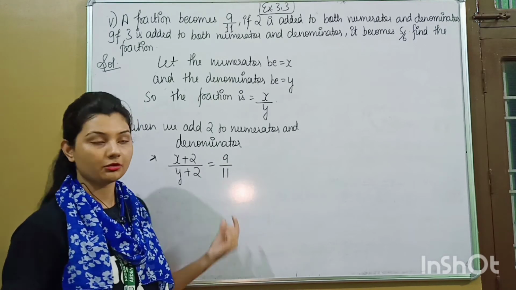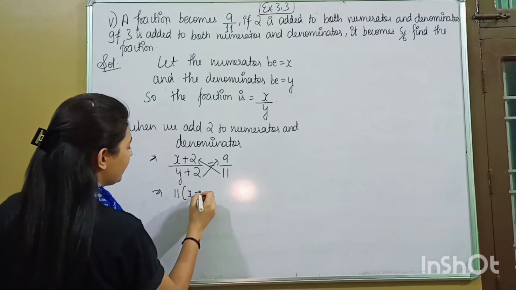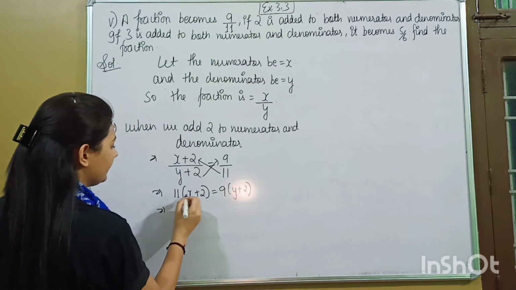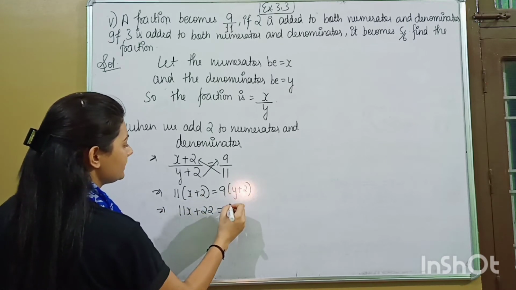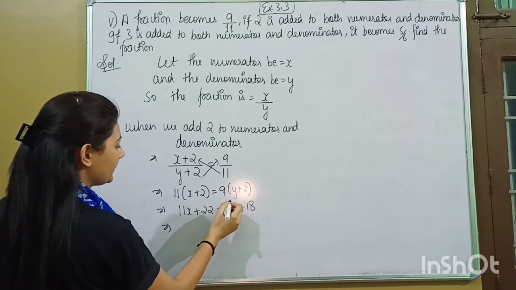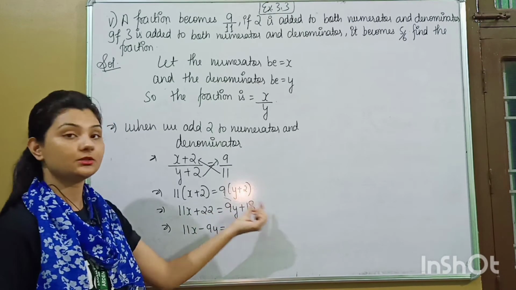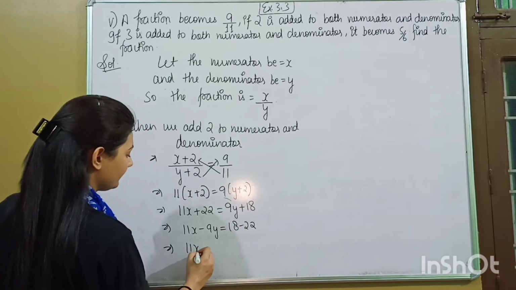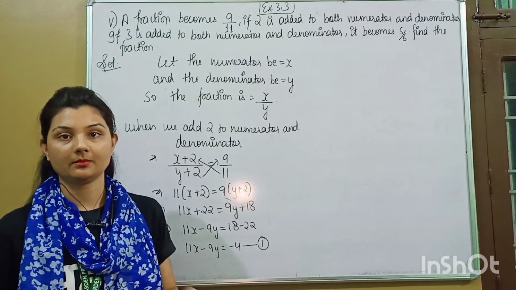Now we have to make the equation also. So we will do cross multiplication here. This 11 will be multiplied by x plus 2 and this 9 will be multiplied by y plus 2. So 11 into x is 11x plus 11 into 2 is 22 is equal to 9 into y is 9y plus 9 into 2 is 18. So we will bring this 9y to LHS, it will become minus 9y, and we will take this 22 to RHS, so it will be 18 minus 22. So the first equation is 11x minus 9y is equal to minus 4, and this will be named as equation 1.